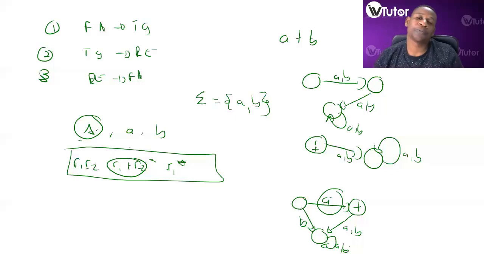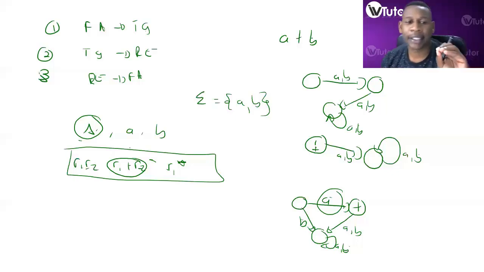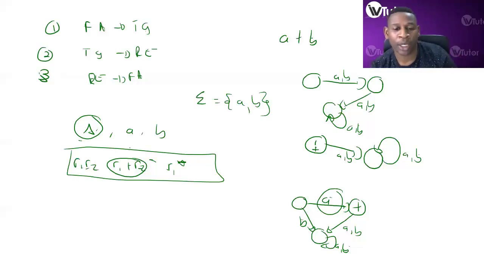So what this tells us is that we have a finite automaton for regular expression 1, and we have a finite automaton for regular expression 2. Surely we should have a finite automaton for the union of those two regular expressions, for the product of those two regular expressions, and for the Kleene closure of that regular expression. To demonstrate that, we're going to be using a couple of questions.